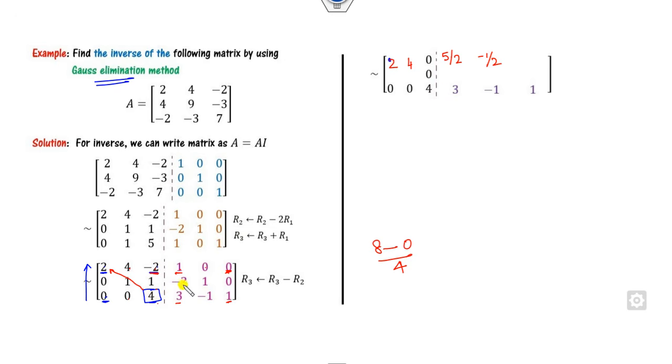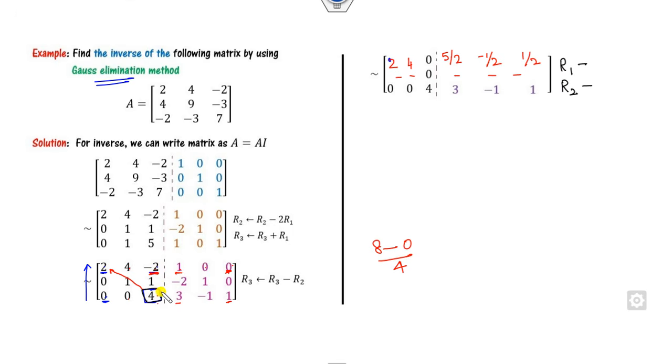0, 1 minus 2, 0 plus 2. 0 plus 2 is 2, divided by the box element here. Similarly, you can find these remaining entries. So then the operation is, you change R1, you have to change R2. Now this is my box element.